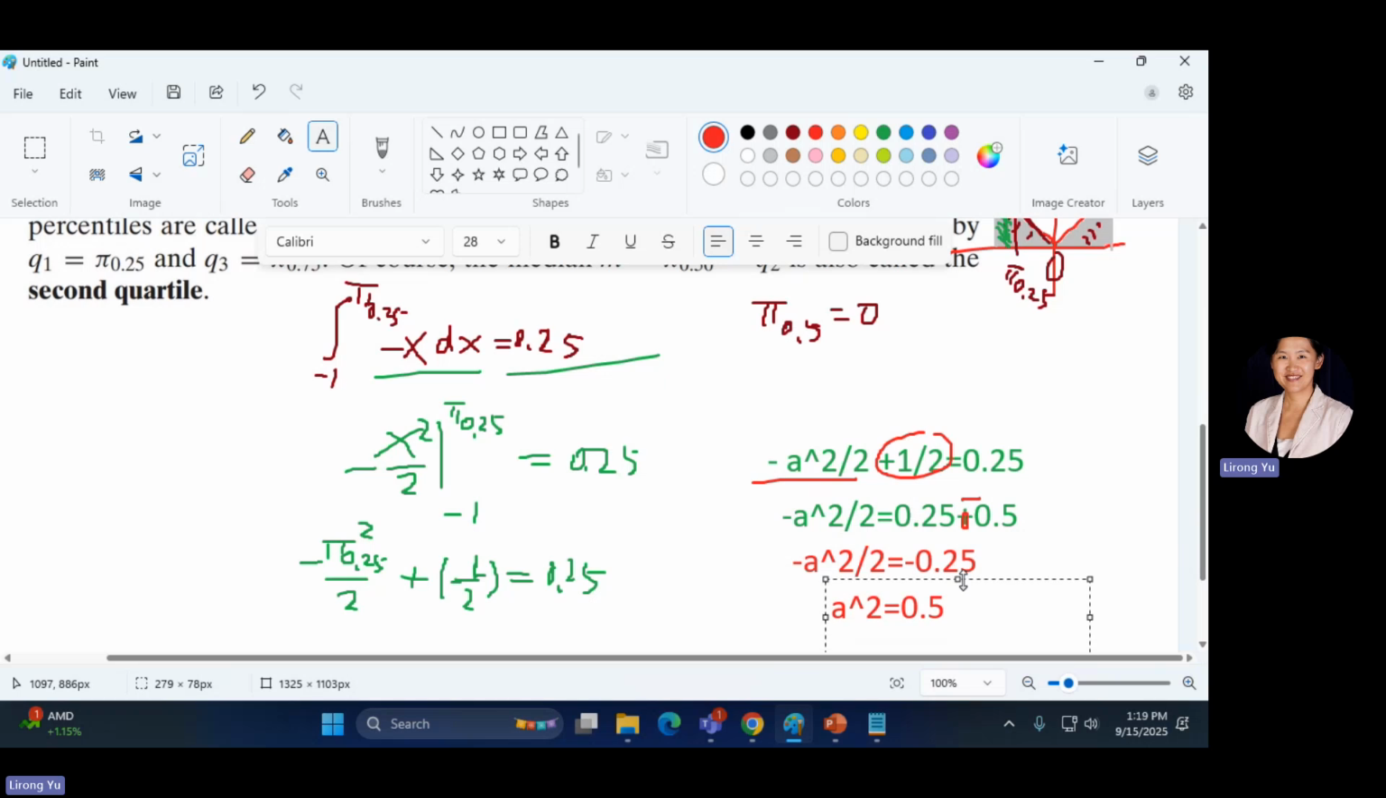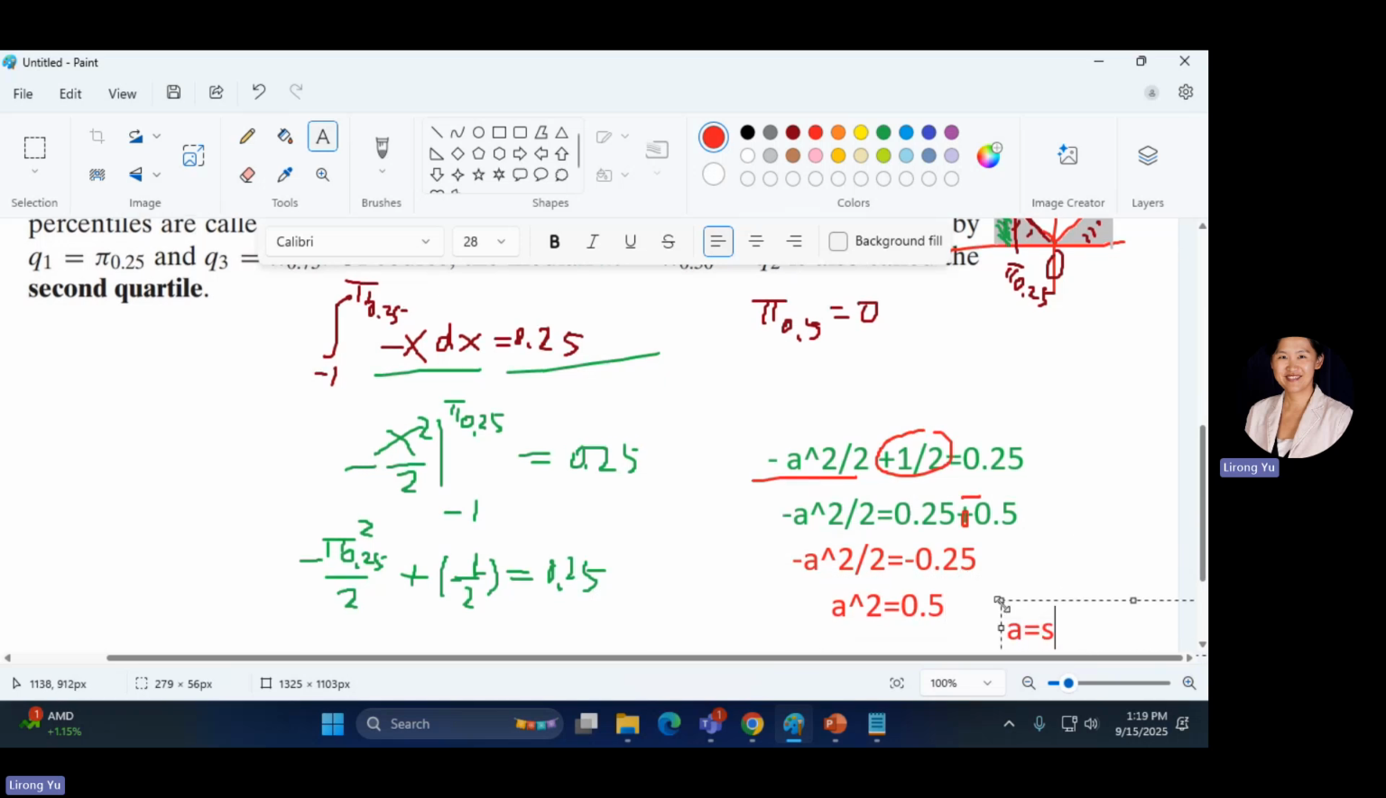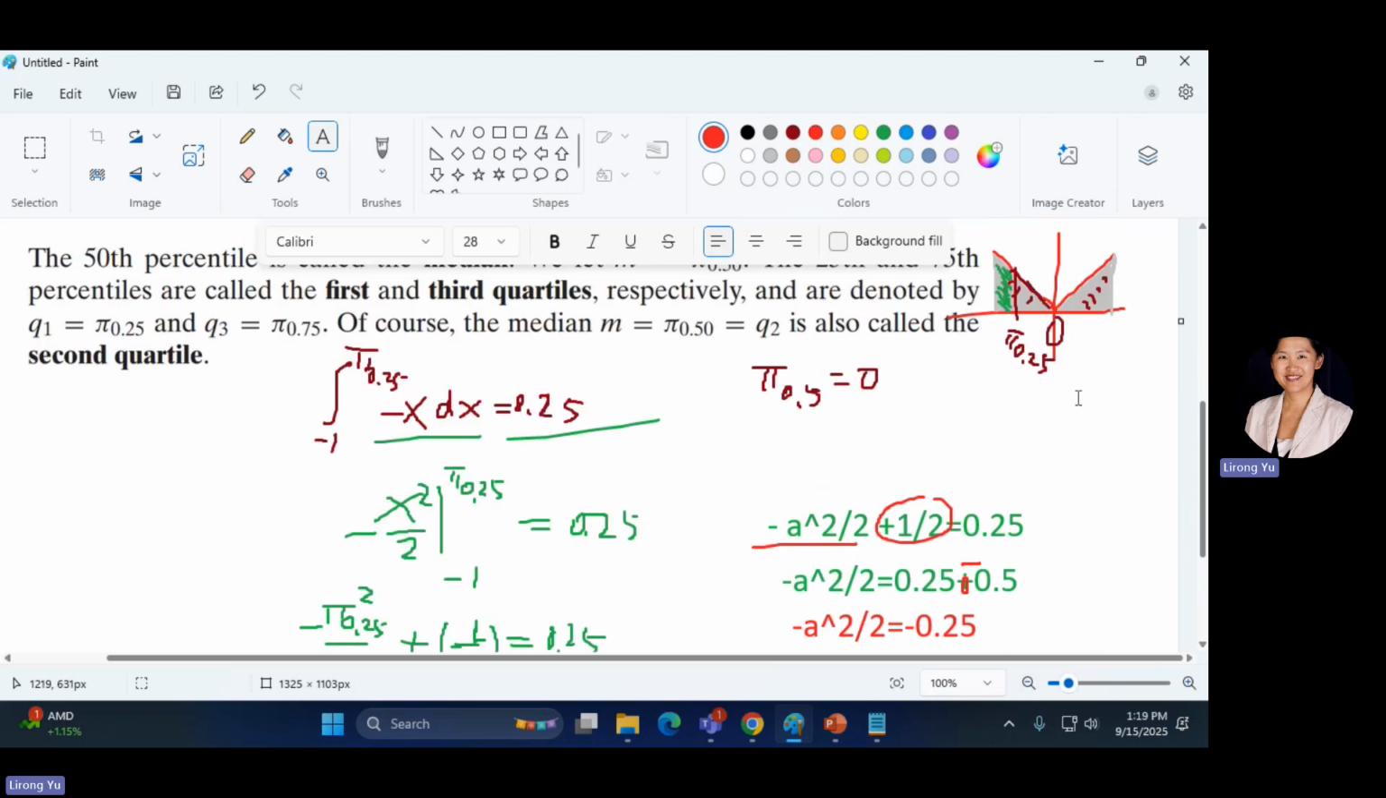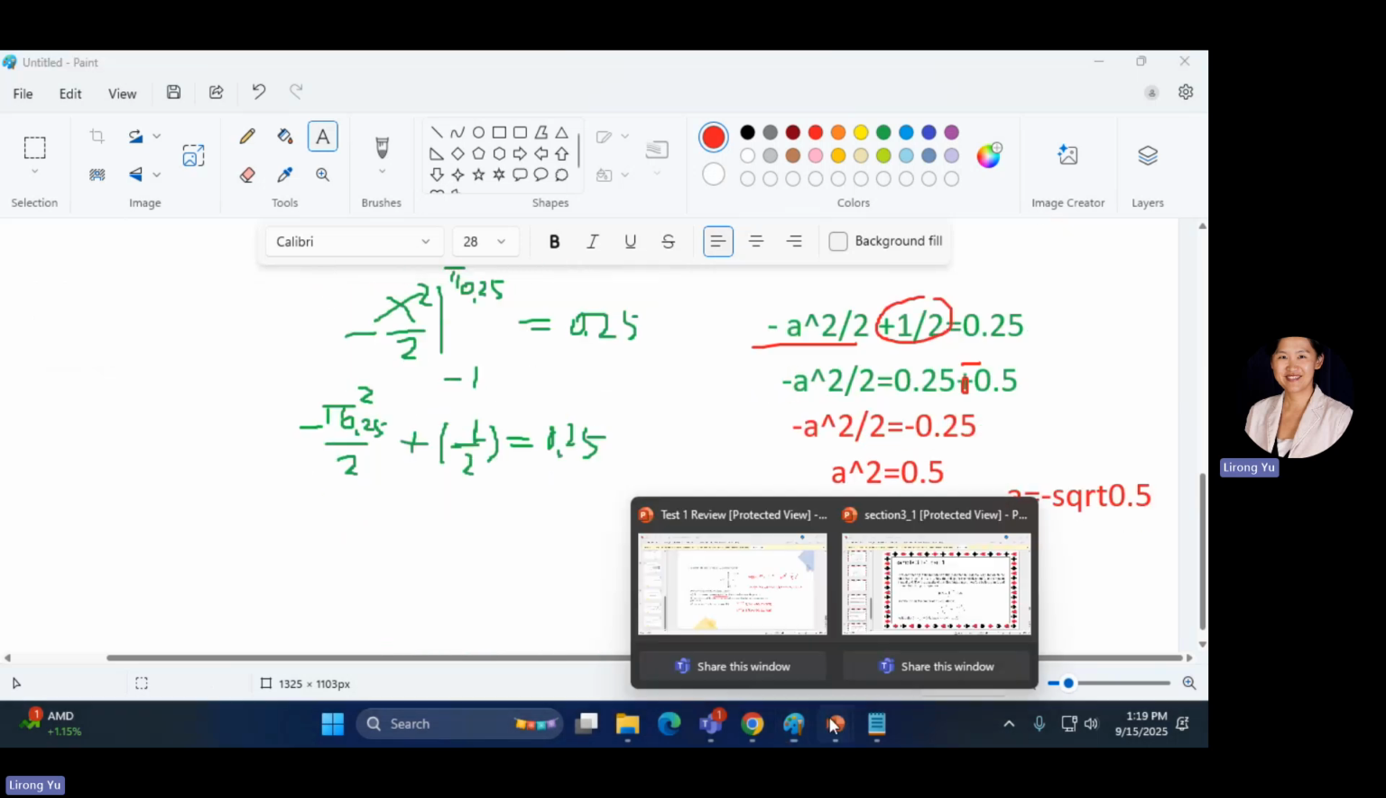So a actually equals the square root of 0.5, negative, since it's on the negative side of 0. Right, so it should be a number slightly more to the left side, right? So that was the process of solving for the percentile.